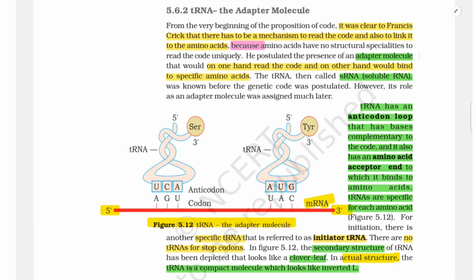For the initiation, there is another specific tRNA that is referred to as initiator tRNA. There are no tRNAs for stop codons. In figure 5.12, the secondary structure of tRNA has been depicted that looks like a clover leaf. In actual structure, the tRNA is a compact molecule which looks like an inverted L.